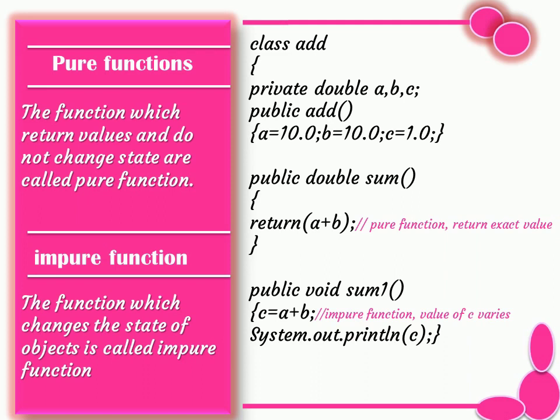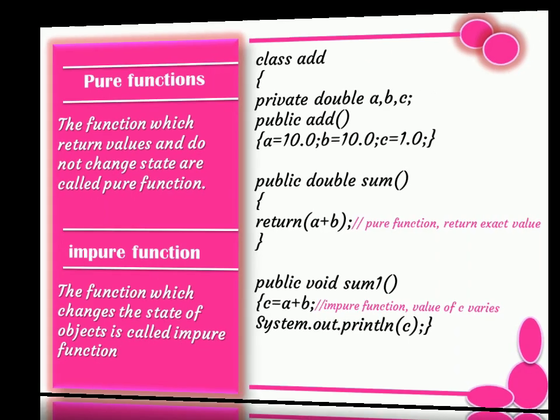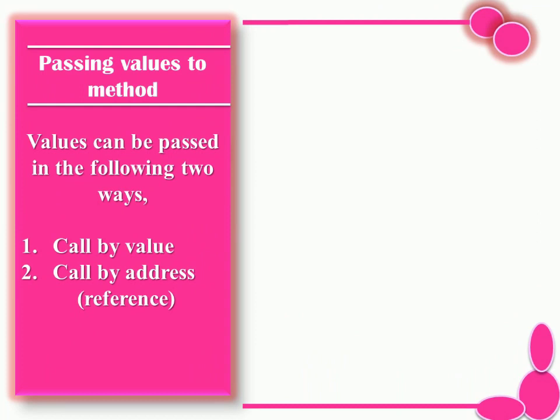And look at the program given here. So here add is a class name and public add is given. It is a constructor. So inside the constructor, a, b, c have been defined, that is, the values are initialized. And look at the method sum1. Here c is equal to a plus b. Already the c value is 1.1, but here the c value has been changed to 20.0. So this becomes an impure function.